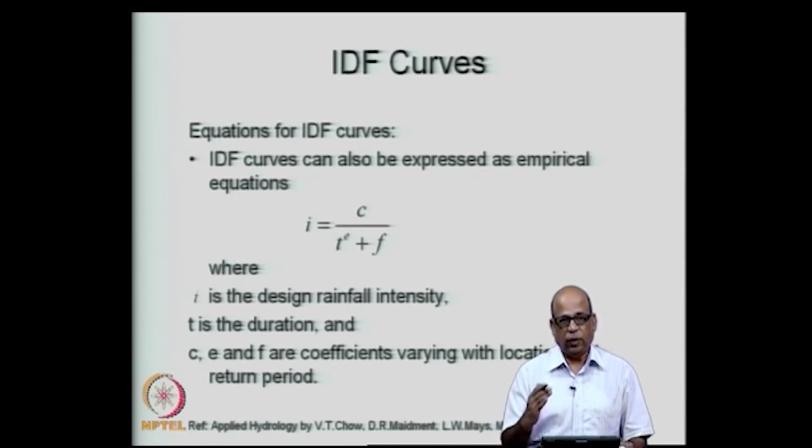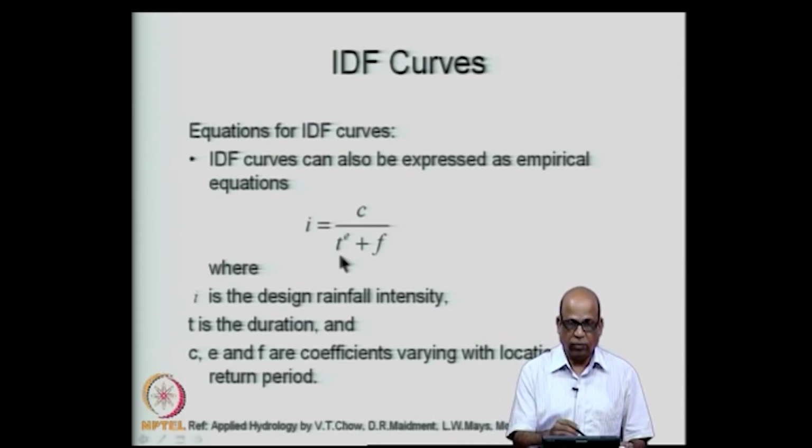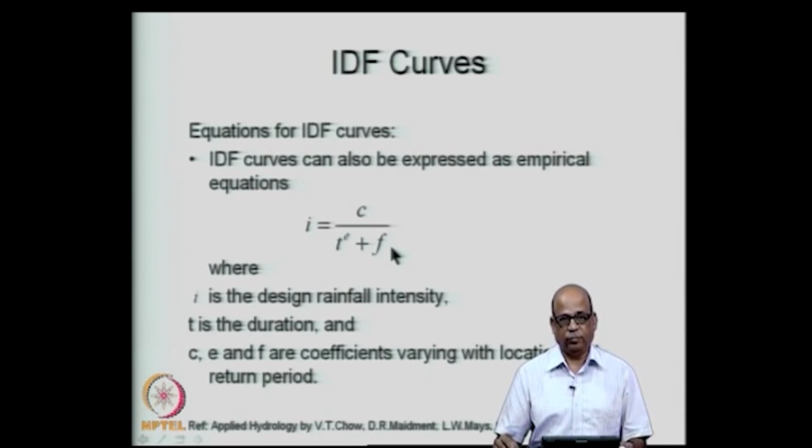So, this specifies the IDF: I for intensity, T is the design duration, and F is the frequency, which in fact gives us these three constants C, E and F for a given location. So, that is how we use the IDF relationship.